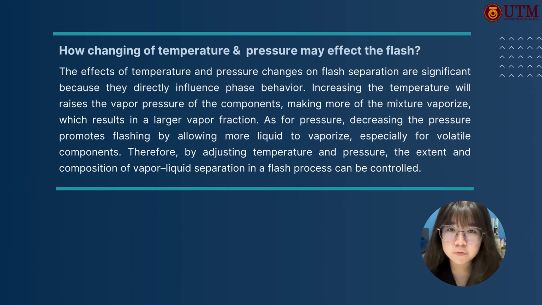For the second question, how changing temperature and pressure may affect the flash. The effects of temperature and pressure change on the flash separation are significant because they directly influence the phase behavior. When we increase the temperature, it increases the vapor pressure of the components and makes more of the mixture vaporize, which results in a larger vapor fraction. As for pressure, when we decrease the pressure, it promotes flashing by allowing more liquid to vaporize, especially for volatile components. Therefore, by adjusting the temperature and pressure, the extent and composition of vapor-liquid separation in a flash process can be controlled.